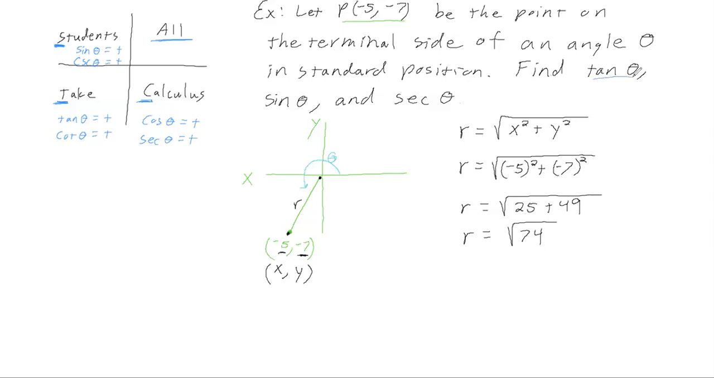Tangent of theta. So I can say the tangent of theta is equal to, how did we define the tangent of theta earlier? We said it was y over x, right? So take your y coordinate, which again is right here, -7, put that over your x coordinate, which was -5, and that'll give me 7/5.